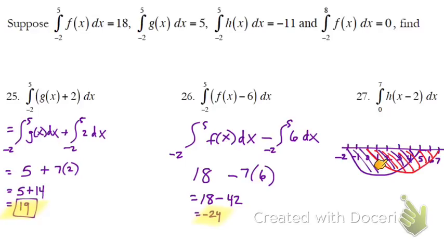But notice that the limits of integration changed with it. So from 0 to 7, it changed from -2 to 5. All of those limits moved as well. So 0 to 7 are my new limits of integration, but the area itself did not actually change. Therefore, the area is still the same as it was when it was from -2 to 5, which is -11.